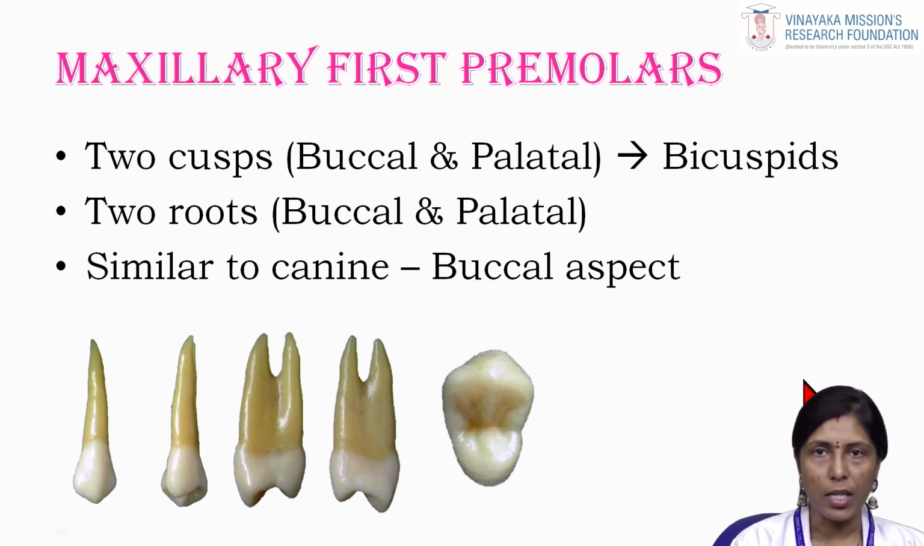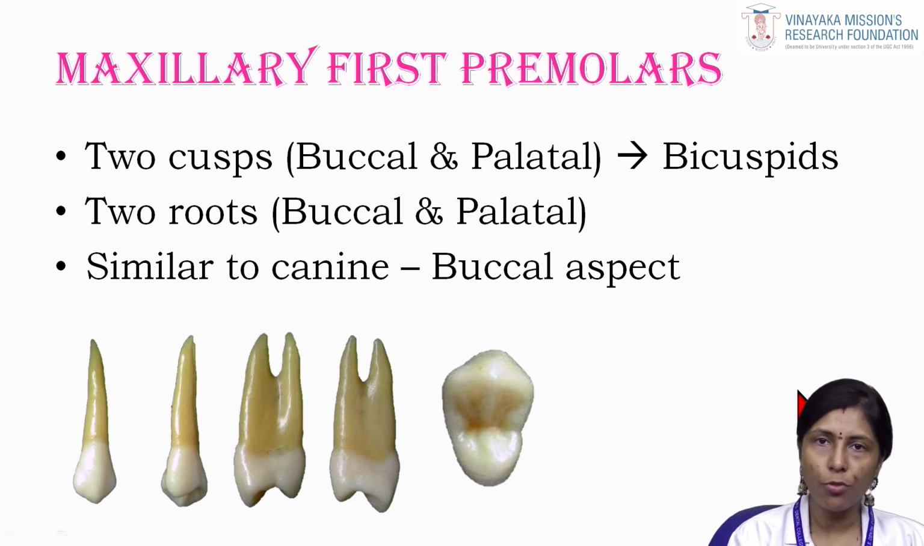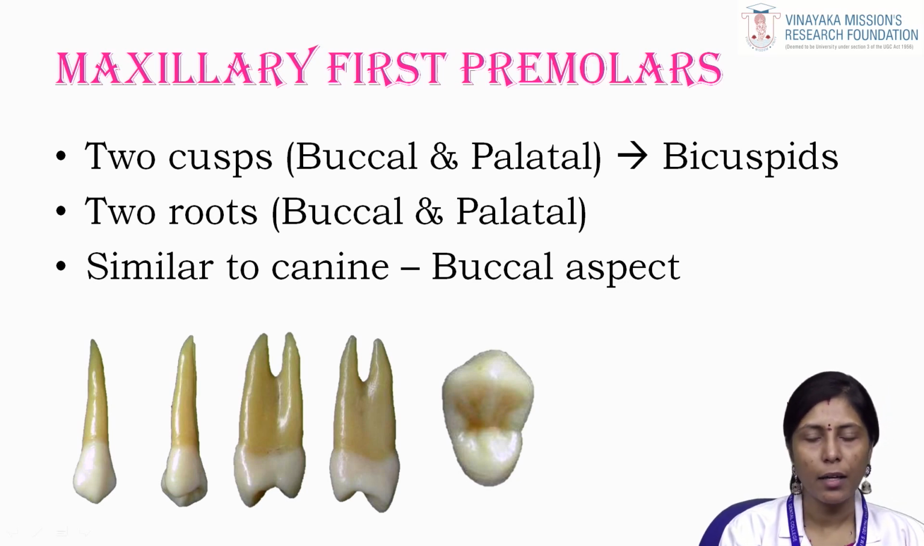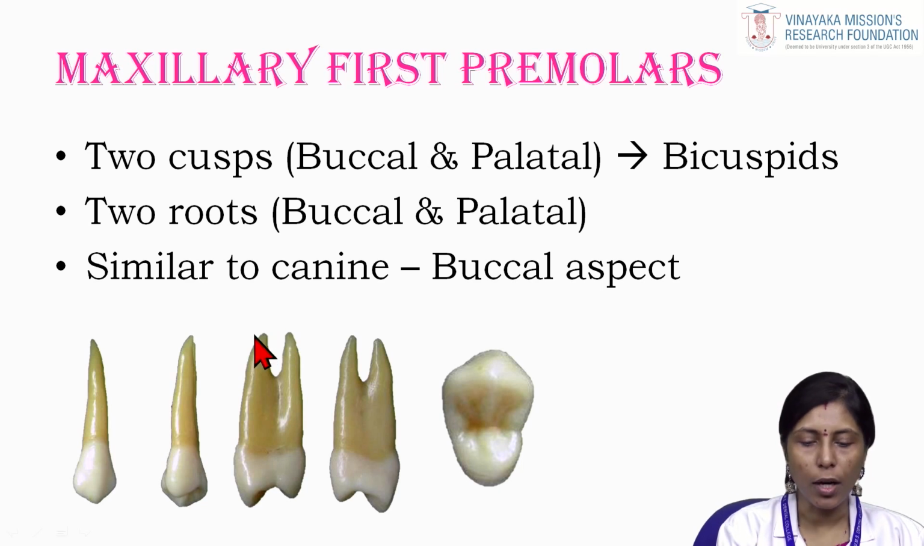Maxillary first premolar has two cusps and also it has two roots. Of all the premolars, only maxillary first premolar has two roots. Other premolars have a single root, whereas maxillary premolar will have two roots. So it makes it easy for you to identify a maxillary premolar. These are the teeth which have two cusps and two roots. So the roots are buccal and palatal. Why? Because the division that is going to occur in the apical 1/3 is going to be between the buccal and palatal. So you have a buccal root and a palatal root.